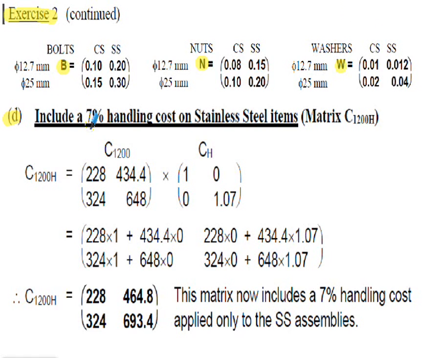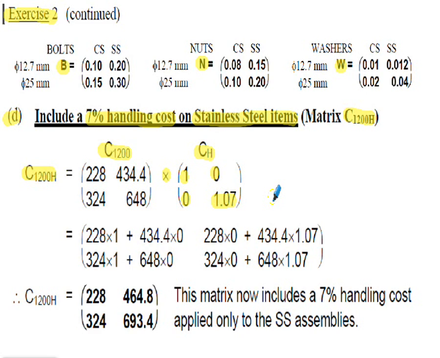In part D, we're asked to include a 7% handling cost, but on the stainless steel items only. So we're going to determine matrix C1200H as I defined here. So matrix C1200H will equal matrix C1200 from the previous slide. Don't forget that's the cost of 1200 items of the above types of assemblies multiplied by the matrix CH, which is the handling matrix. In matrix CH we have the elements 1, 0, 0 and 1.07. The 1.07 relates to the 7% additional cost that will be applied to stainless steel items only.